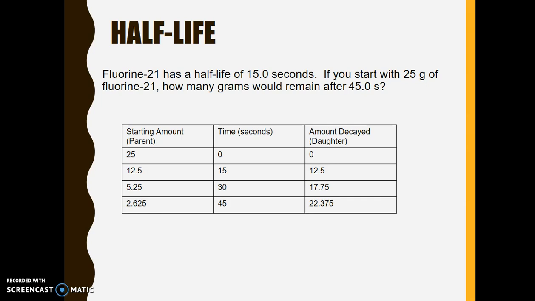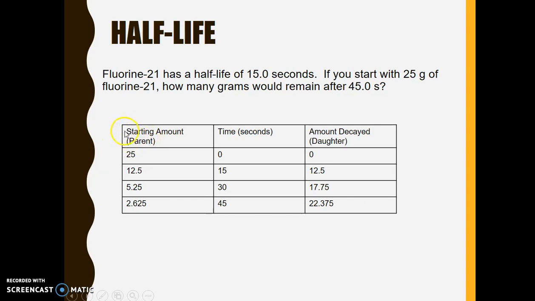So here's an example problem. Fluorine-21 has a half-life of 15 seconds. If you started with 25 grams of fluorine-21, how many grams would remain after 45 seconds? One thing I want to point out, 15 seconds is a very short half-life, okay? It's going to be almost all completely gone in a minute. So here's how I would set up this problem. I would make yourself a little chart, okay?